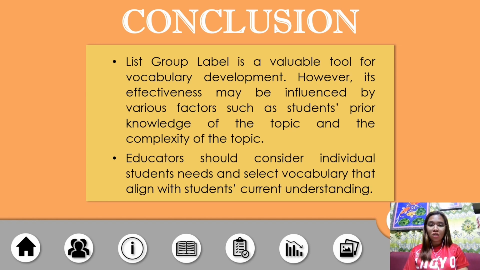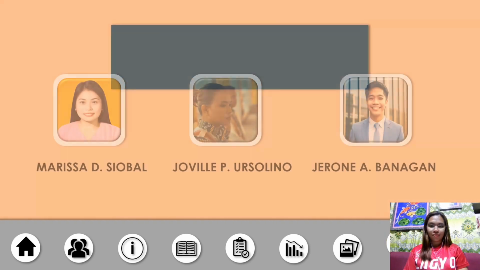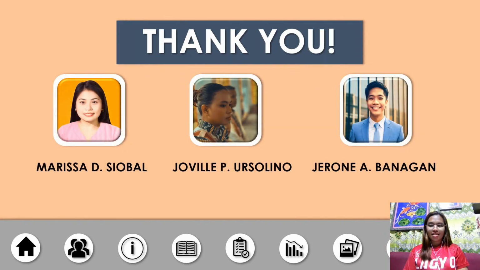Additionally, students' varying levels of background knowledge can impact their ability to accurately categorize words and provide appropriate labels. Therefore, educators should consider individual students' needs and select vocabulary that aligns with students' current understanding. And that's all for LGL or List Group Label Strategy.